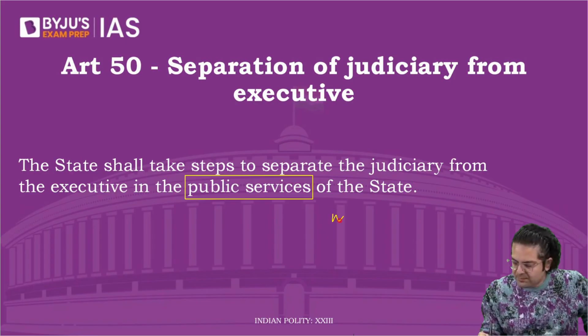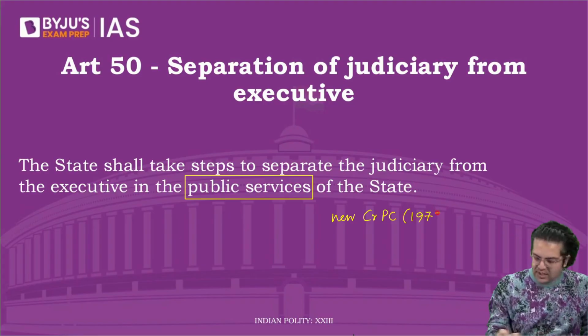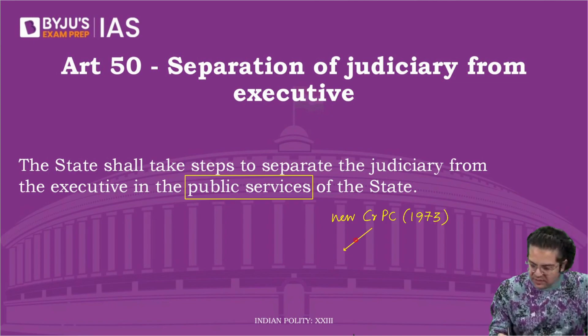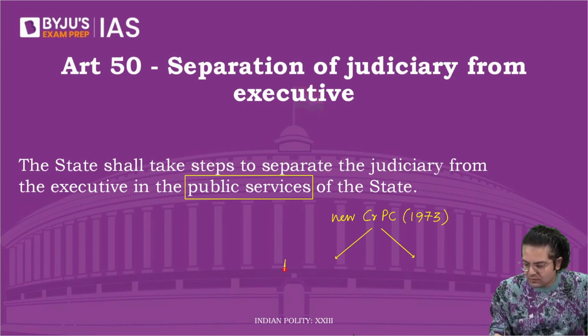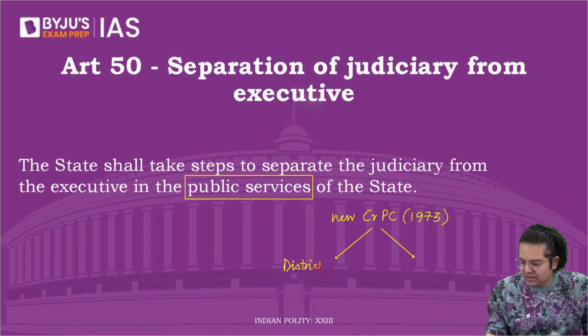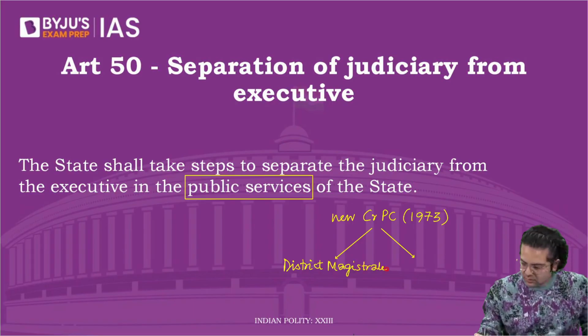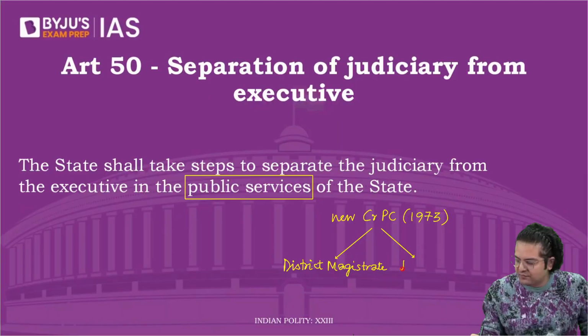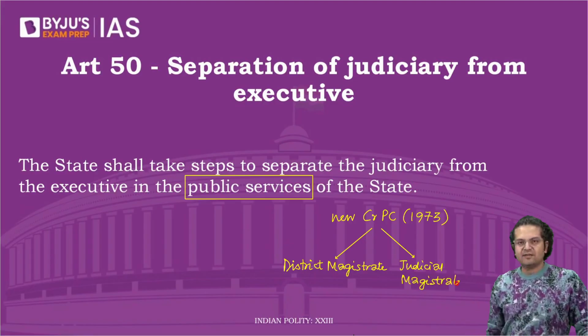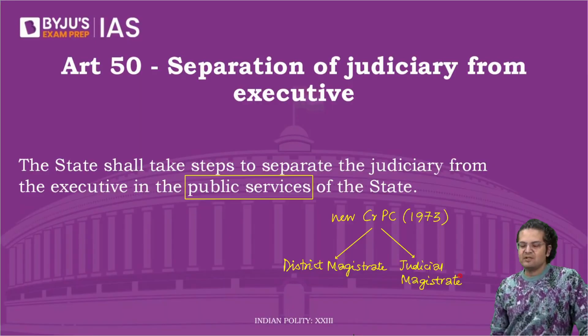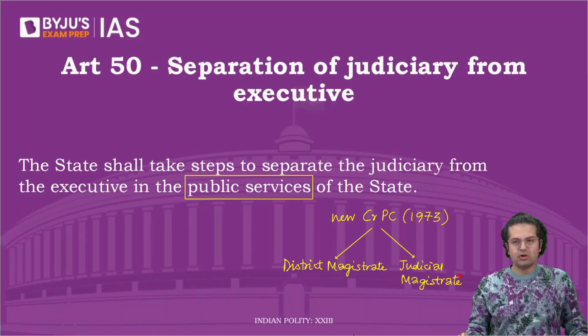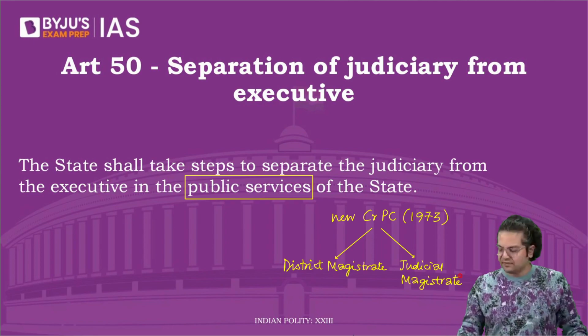But in the new CRPC, that was of 1973, we achieved this and we bifurcated. We created a post of district magistrate separately, which was there already, and we took out the judicial functions to create a post of judicial magistrate. Do you remember in the lower judiciary, we saw this judicial magistrate, first class, additional JM, chief judicial magistrate. So this has been achieved already. Don't worry. Done. Task is done.